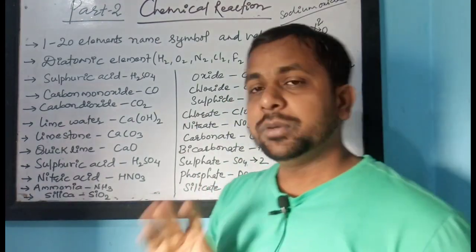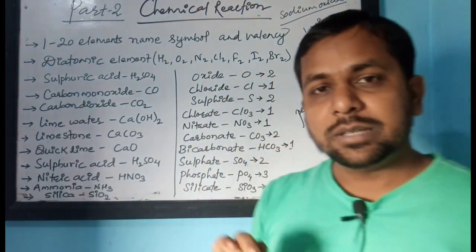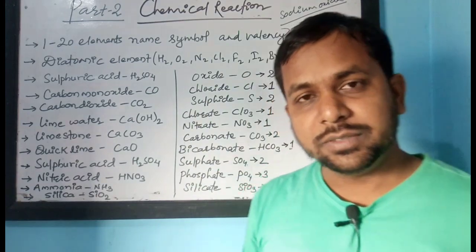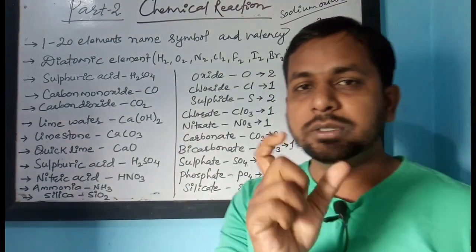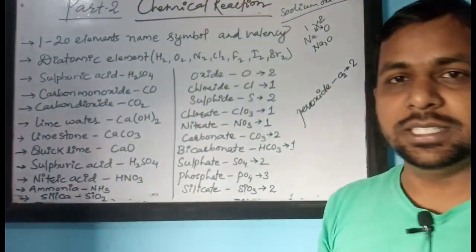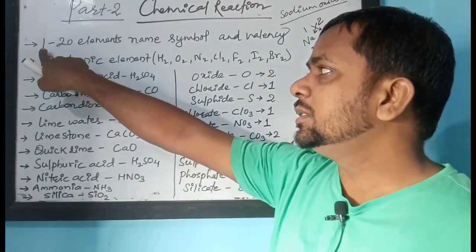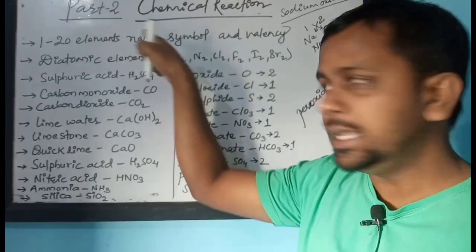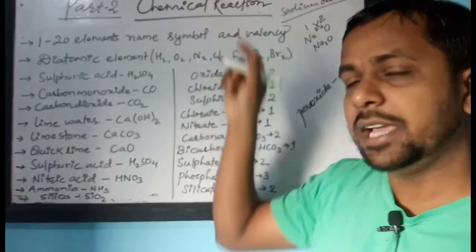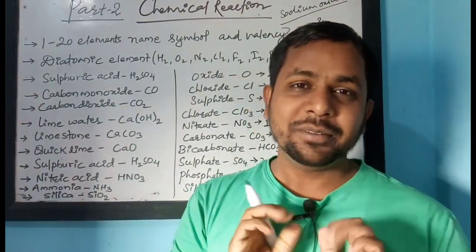Okay, before studying the word equation, formula equation or balancing of equation, we need to have good knowledge about some of the topics at our level. For example, we need to have knowledge about the names of elements from 1 to 20 and their symbols and their valency. I hope everybody has remembered it.